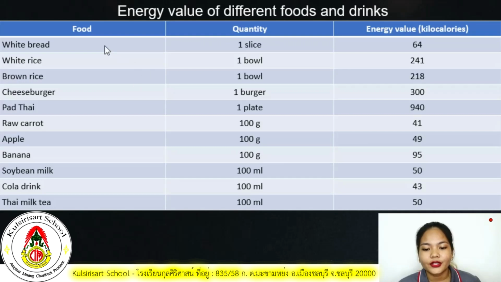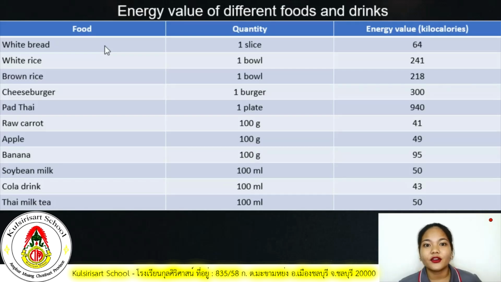For our first one, 1 slice of white bread is 64 kilocalories. 1 bowl of white rice has 241 kilocalories. 1 bowl of brown rice has 218 kilocalories. One cheeseburger has 300 kilocalories. One plate of pad thai has 940 kilocalories.